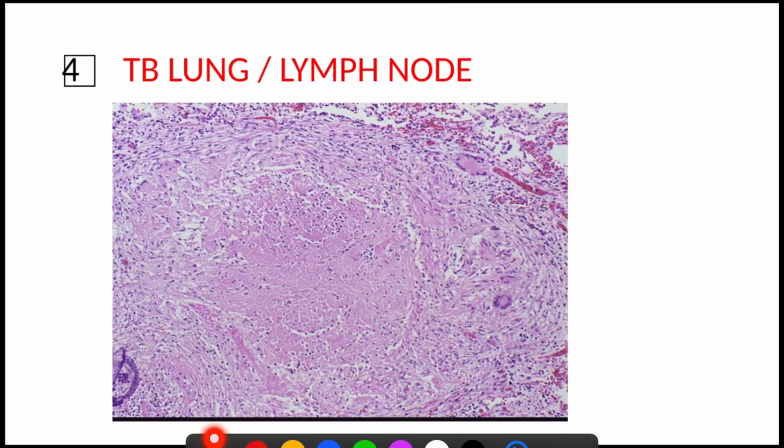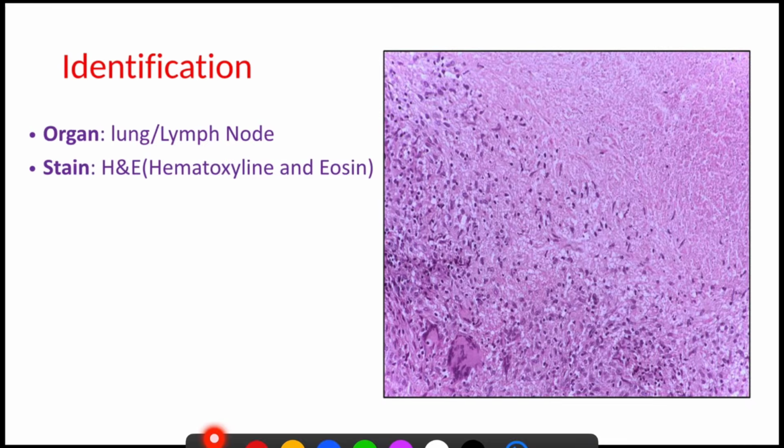Caseous necrosis is visible as granular pink amorphous debris, and surrounding this caseous necrosis, you can identify small tiny lymphocytes, some of the fibroblasts, and epithelioid cells. For this you require 40x view.